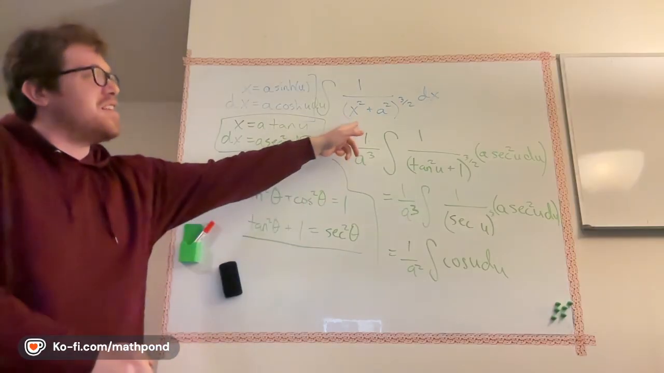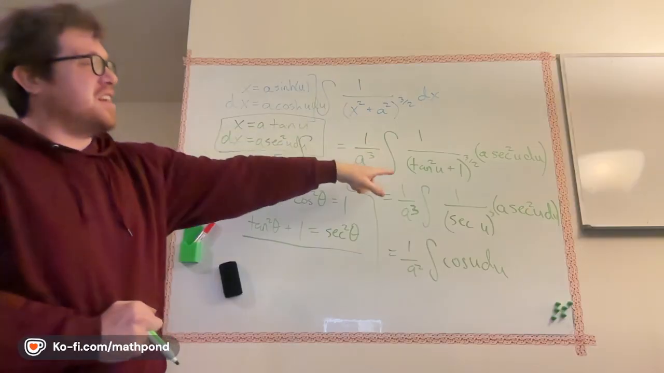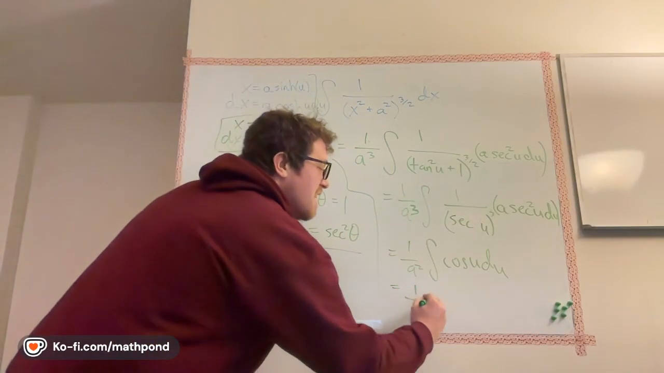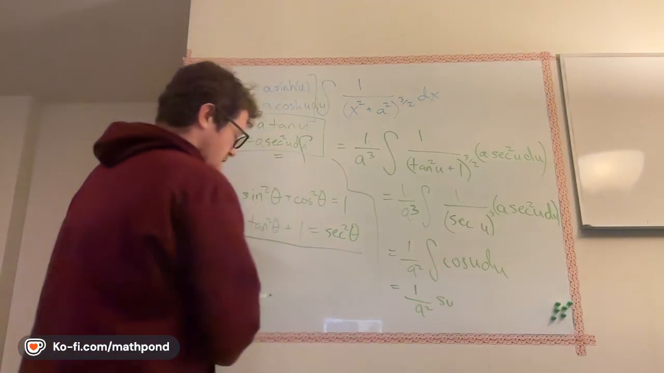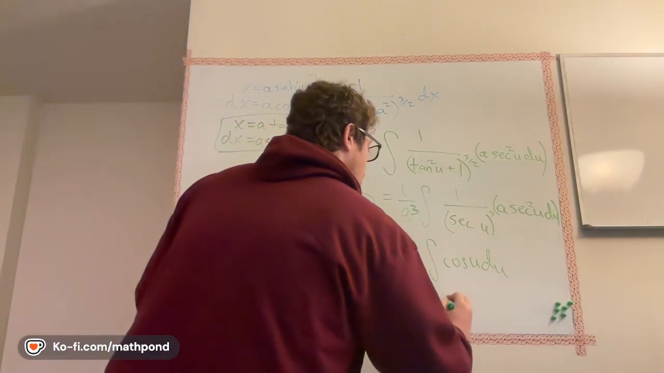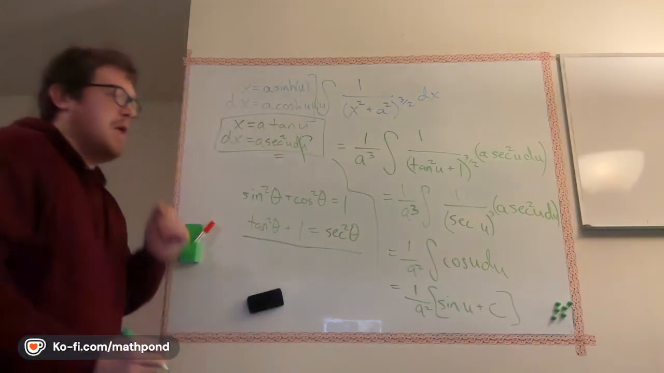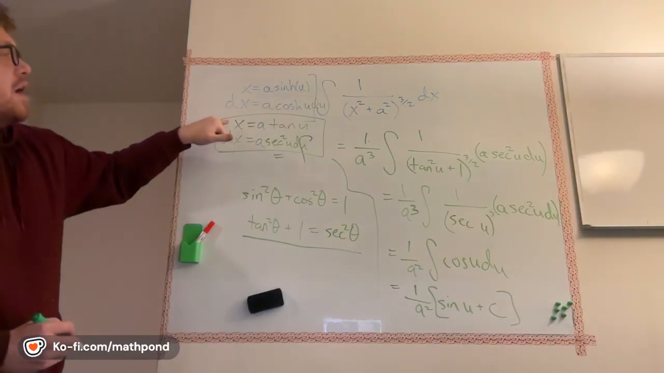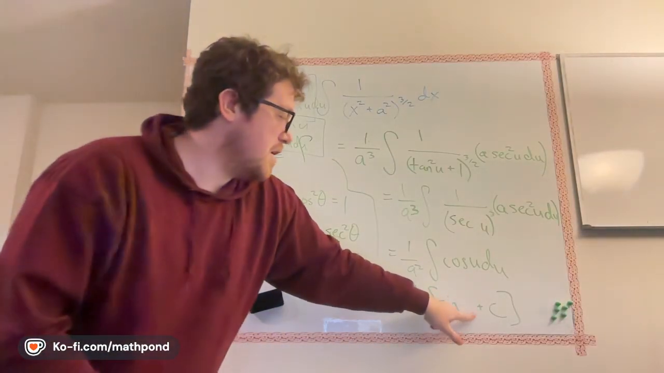We're working on these weird integrals here. First we did a hyperbolic substitution and we got a really weird answer. Now we're doing a trig substitution and getting a little bit of a better answer. So looks like we got 1 over a squared times sine u plus c, some constant. And then we're going to have to replace u with the arctan of x over a.